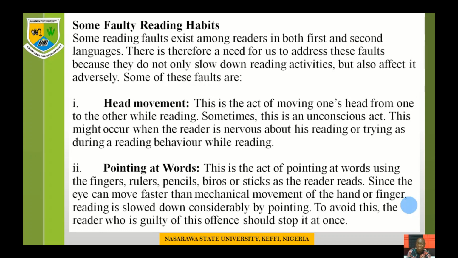What are some of these faults? Number one, head movement. Head movement is the act of moving one's head from one side to the other while reading. You just move your head while you're reading. Yes, sometimes it is an unconscious act, especially when the reader is nervous about his reading or trying to strain a reading behavior. So try to be composed.